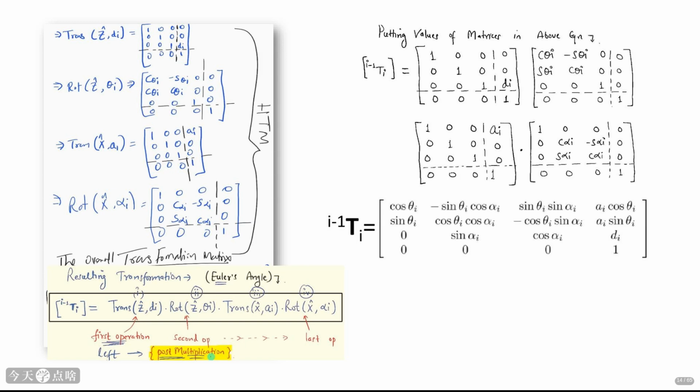Trans(z, d_i) means translating a distance d_i along the z-axis. Rot(z, theta_i) means rotating by angle theta_i around the z-axis. Similarly, Trans(x, a_i) and Rot(x, alpha_i) are translations and rotations around the x-axis. The final transformation matrix, i-1 T i, is the product of these 4 basic transformations. This decomposition makes it easier to derive the overall transformation matrix for each joint.